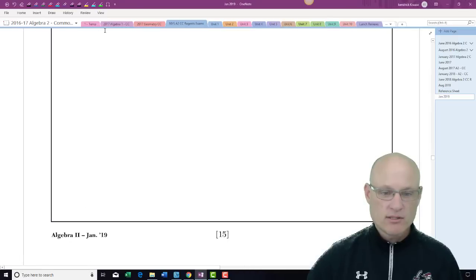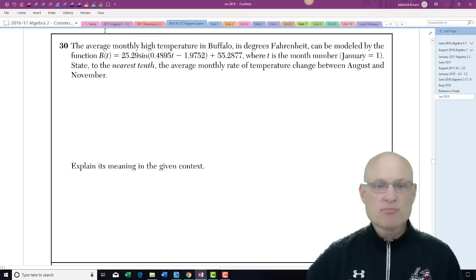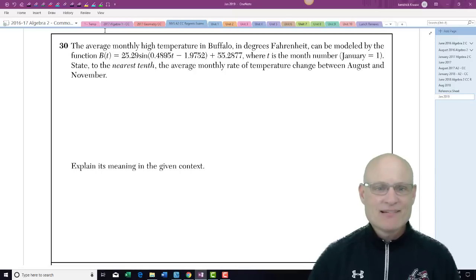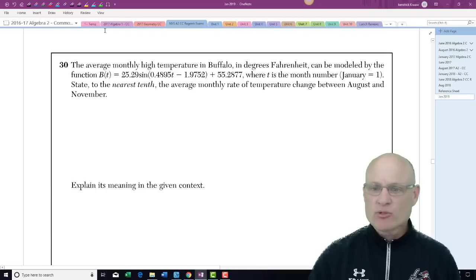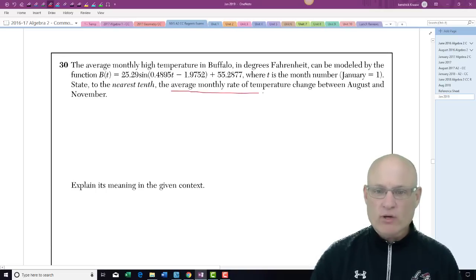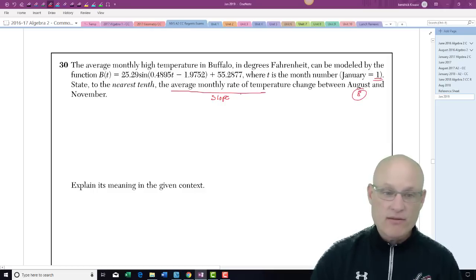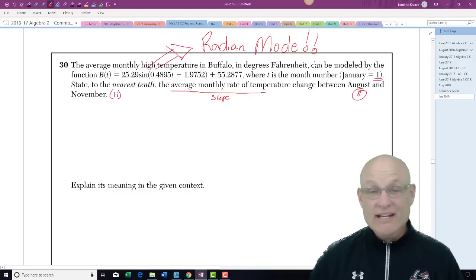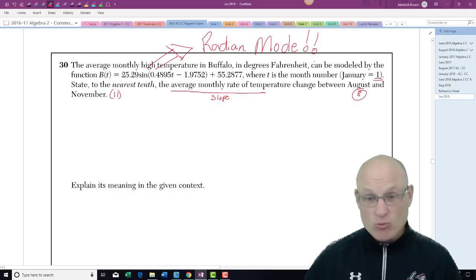Hopefully we're going to go up. The average monthly temperature in Buffalo in degrees is modeled by this. Okay, so we're talking about average monthly rate. This is slope, kids. It said January is 1, so we're going to go from August, which is the 8th month, to November, which is the 11th month. Now, there is one key thing you got to remember about this. You must be in radian mode. Unless you're subbing in degrees, you should be in radian mode.